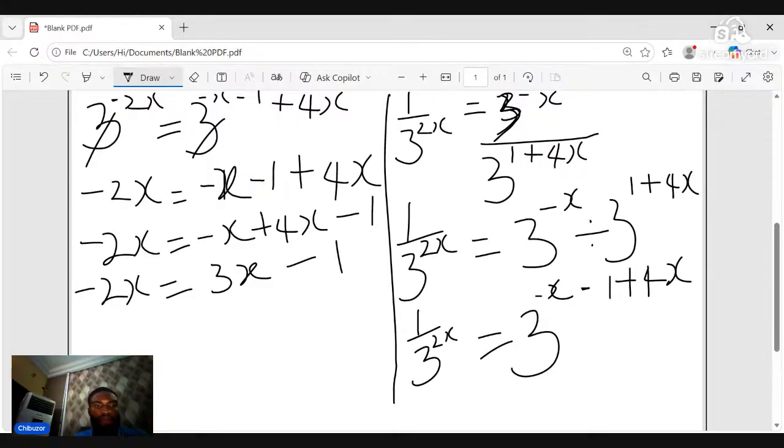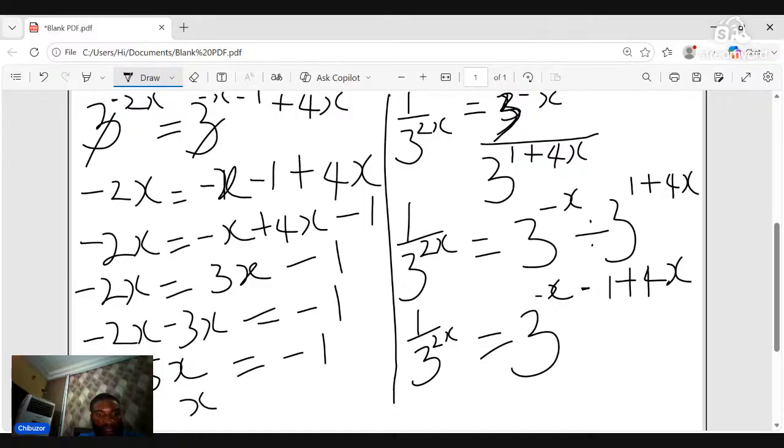So what do? We say okay, we still collect like terms again. Minus 2x minus 3x, because 3x will come over to this side and it will be minus, is equal to minus 1. So when we subtract this one, what do we get? Minus 5x is equal to minus 1. x is equal to minus 1 divided by minus 5. x is equal to 1 over 5.